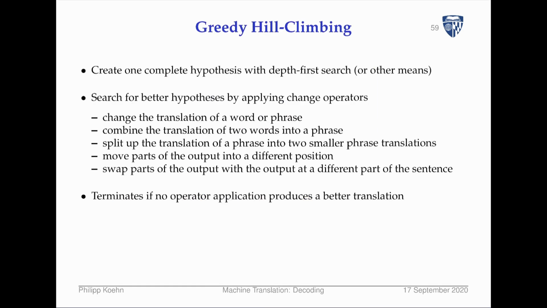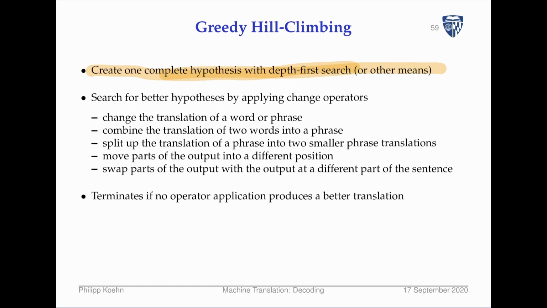Another idea is greedy hill climbing. So this is a quite different take. The idea is let's just create one complete hypothesis first with depth first search. So what's the best translation option here? Okay, let's take it. Let's take the next one. Let's take the next one. Just complete the sentence. We first translate a sentence in the best way we can based on basically stack decoding with a stack size of 1.